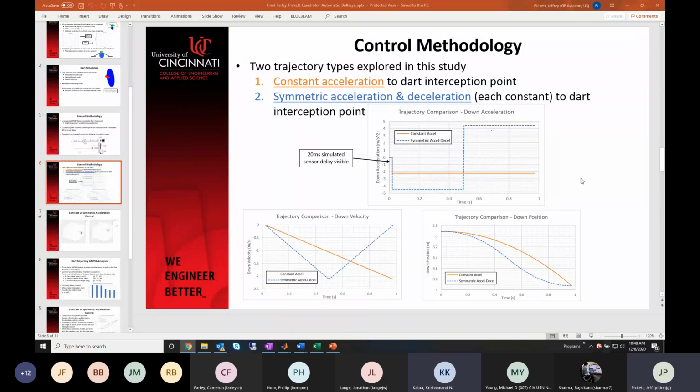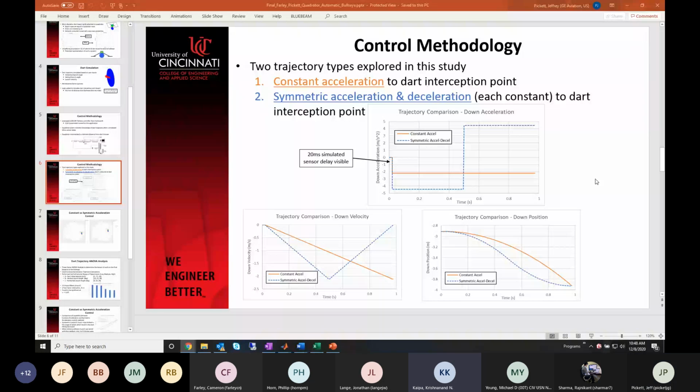I see. And is that computed as an error in the distance between the dart and the drone? Yes. Yep. So based on the knowledge of the trajectory of the dart after the 20 millisecond delay, the drone is able to calculate where the dart is going to be and when it is going to hit the dartboard plane. And then based on that time and distance, we then back out the acceleration that's needed.